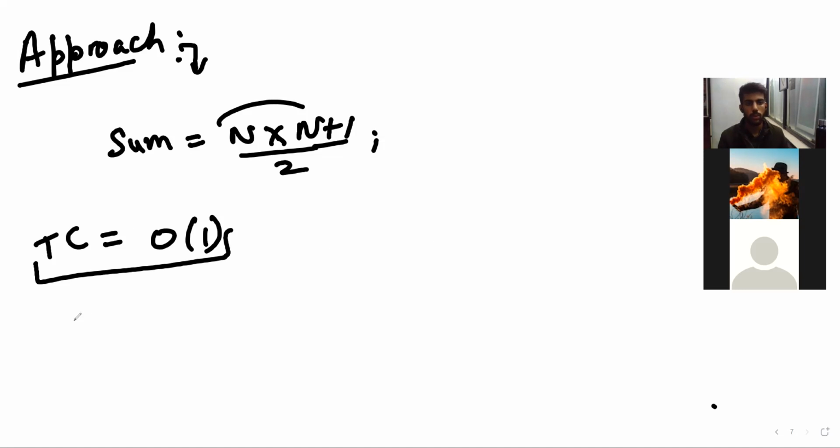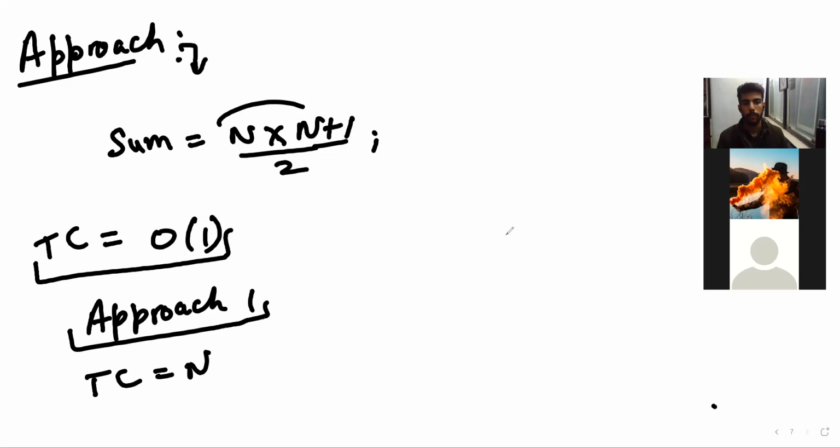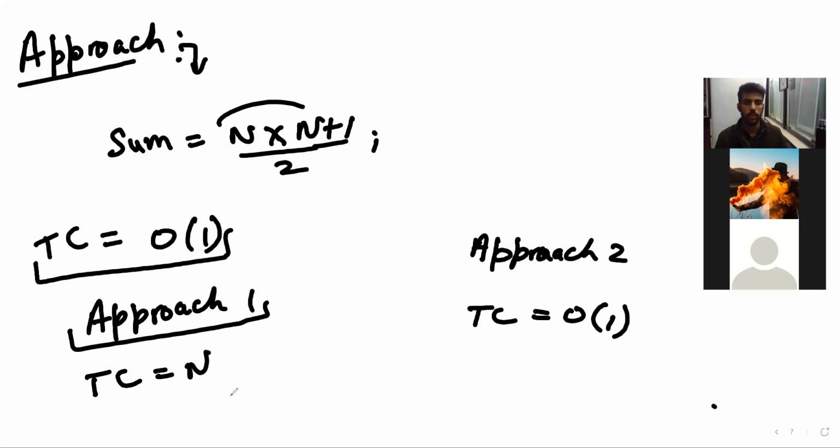If we compare approach 2 with approach 1, in approach 1 the time complexity was order of n, and in approach 2 the time complexity was order of 1, right? So if n is equal to 10 to the power 9, in the first case it would take us about 10 to the power 9 seconds to find the solution, and in the second case it would take us just 1 second. You can compare that, right?